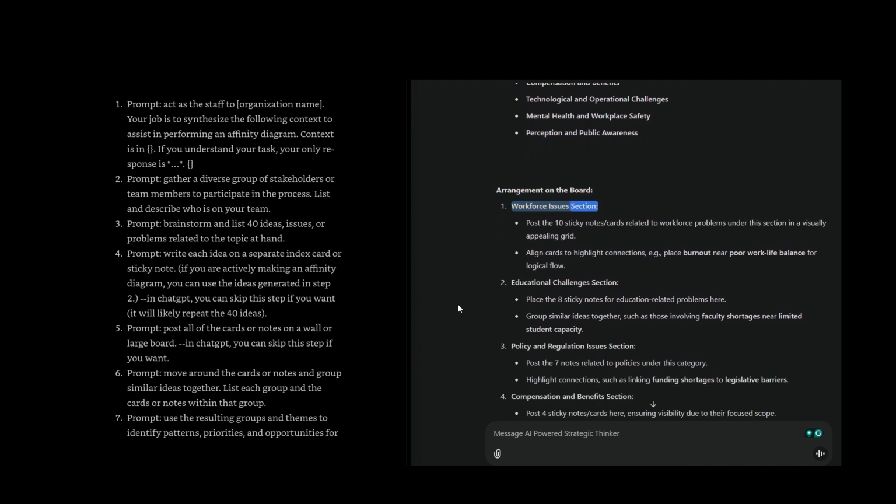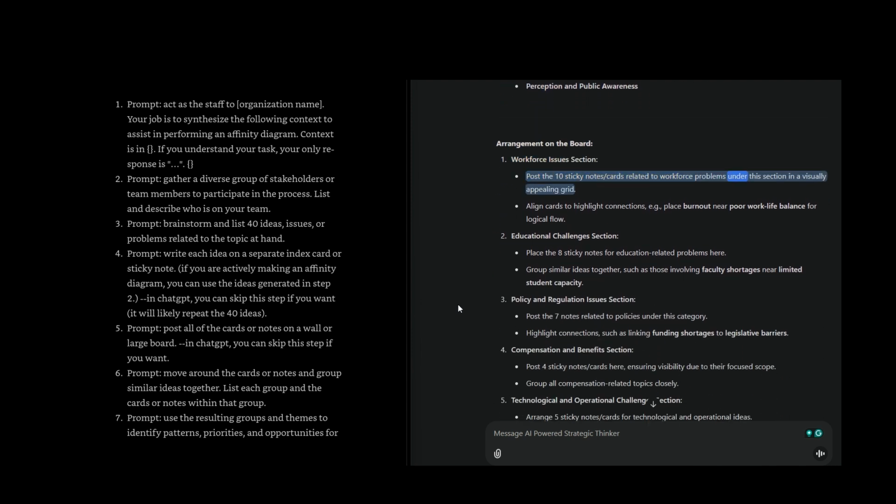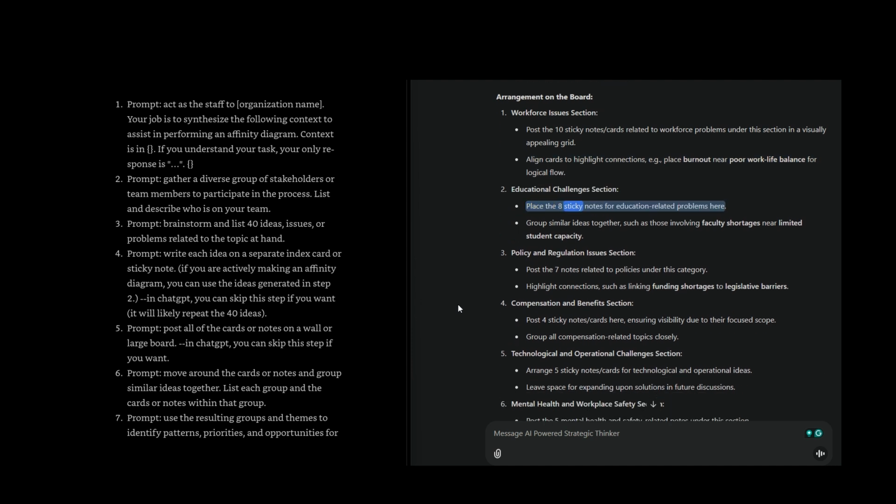Arrangement on the board. Workforce issues section. Post the 10 sticky notes, cards related to workforce problems under this section in a visually appealing grid. Align cards to highlight connections, e.g., place burnout near poor work-life balance for logical flow. Educational challenges section. Place the 8 sticky notes for education-related problems here. Group similar ideas together, such as those involving faculty shortages near limited student capacity.